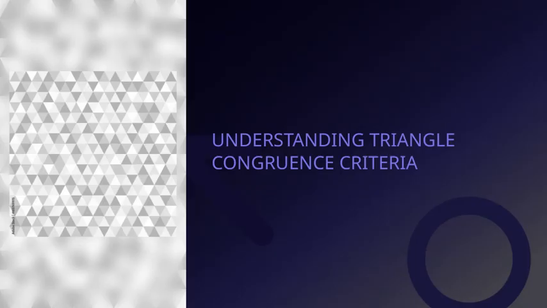Let's take a closer look at understanding triangle congruence criteria. This is a fundamental concept in geometry because it helps us determine when two triangles are exactly the same in shape and size. The key idea here is that if certain parts of two triangles are equal, then the triangles are congruent. There are specific criteria we use to establish this congruence, such as side-angle-side, side-side-side, and angle-side-angle. Each of these criteria provides a reliable way to compare triangles based on a combination of sides and angles.